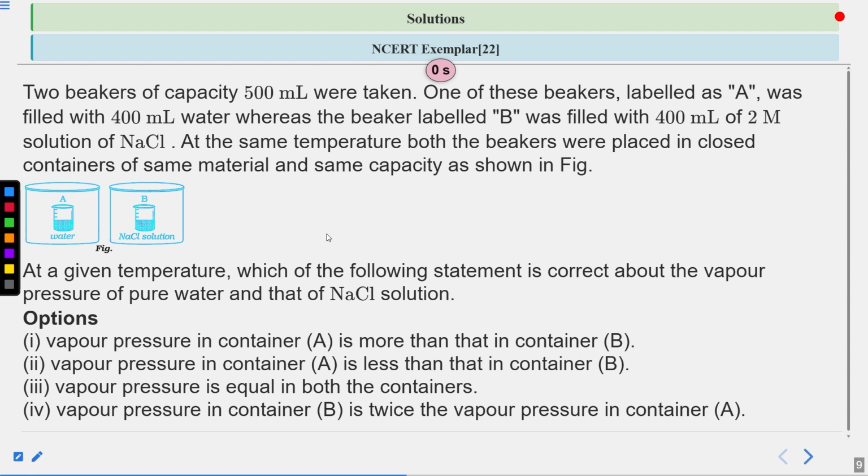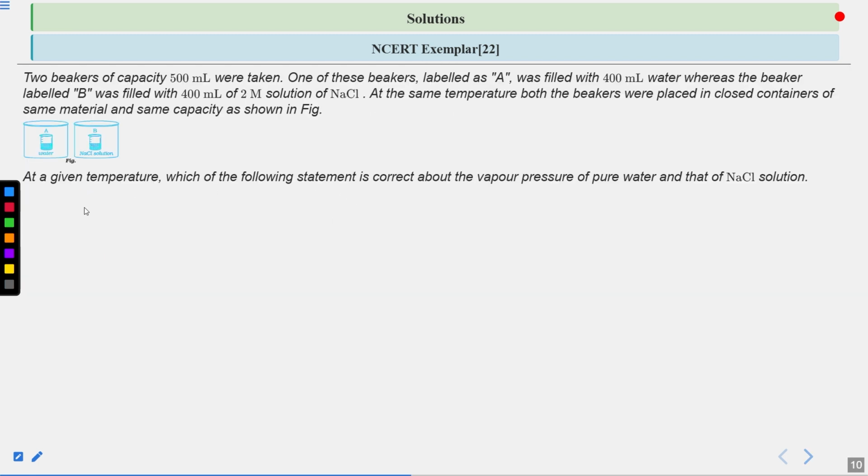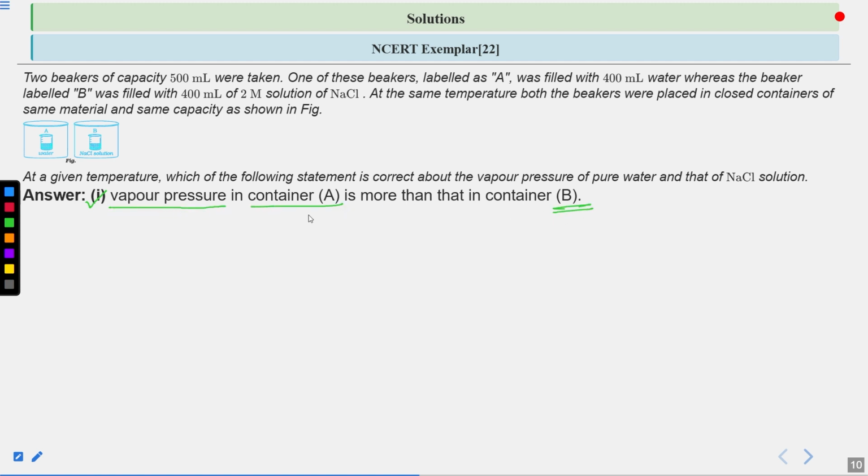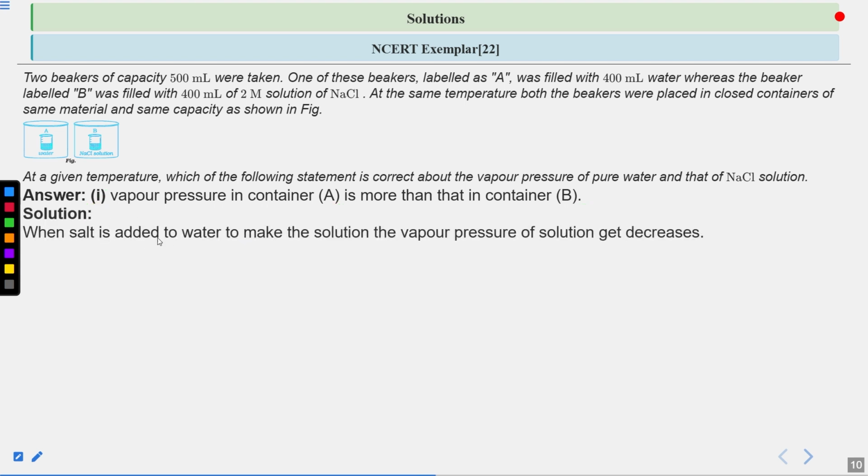Okay, let's see. So, for the given question, the correct answer is option first, which is vapor pressure in the container A is more than that in the container B. Let's see. So, when the salt is added to the water to make the solution, the vapor pressure of the solution decreases. This is the property of vapor pressure and the solution which we use here.